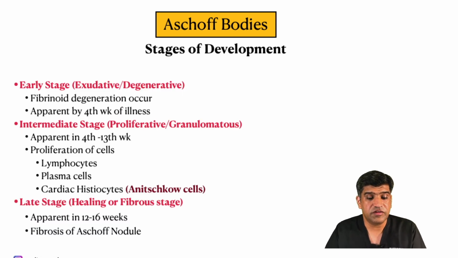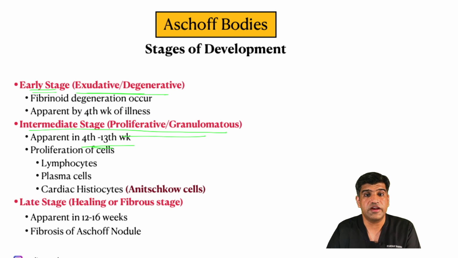We have three stages of development of Aschoff bodies. The early stage, that is the exudative or the degenerative stage, in which the fibrinoid degeneration occurs. The second one is the proliferative or the granulomatous stage. It is apparent from 4th to 13th week and this is the stage in which we have Anitschkow cells, that is the cardiac histiocytes. And the last one is the healing or the fibrous stage. And ultimately there is fibrosis of the Aschoff nodule.